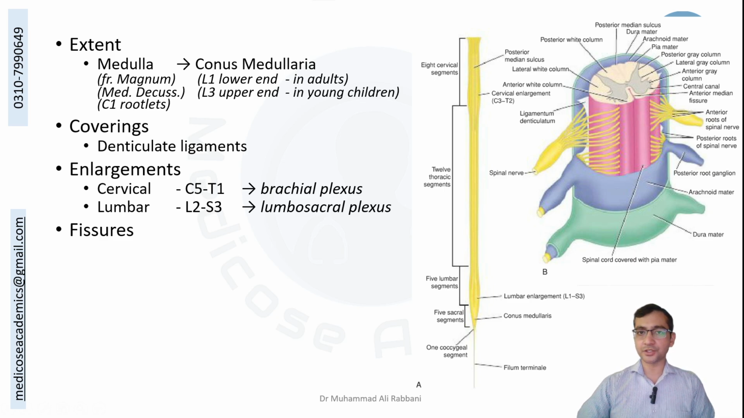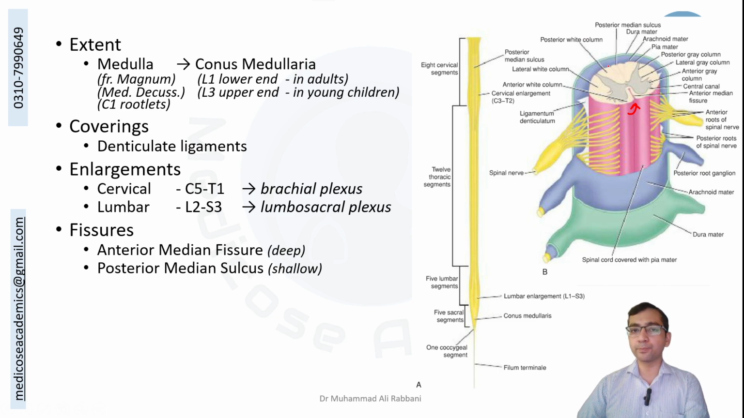Then there are fissures. If you look anteriorly, the spinal cord is dipped inside. This is called the anterior median fissure. It is relatively deep as compared to its counterpart, the posterior median sulcus, which is the depth that goes from the midline at the back. So they are a very good landmark for dividing the spinal cord into right and left halves.